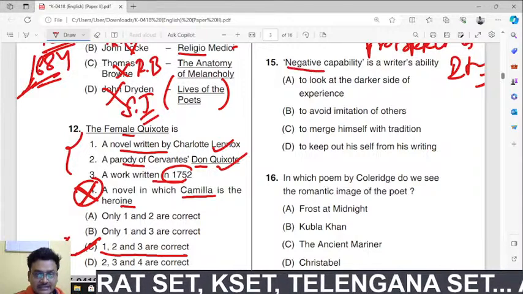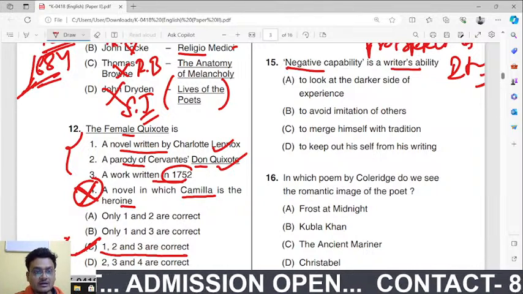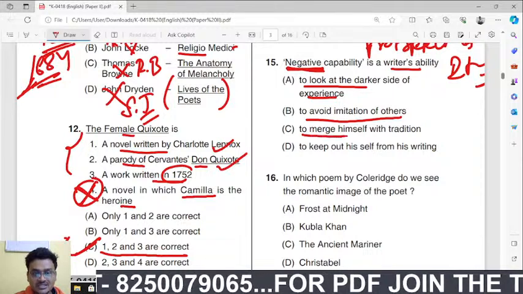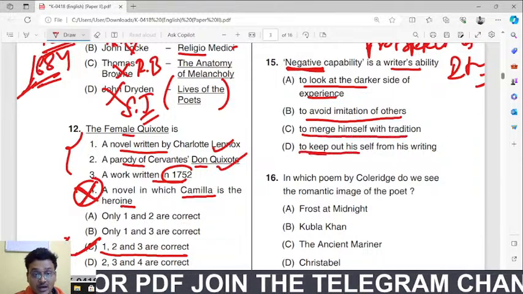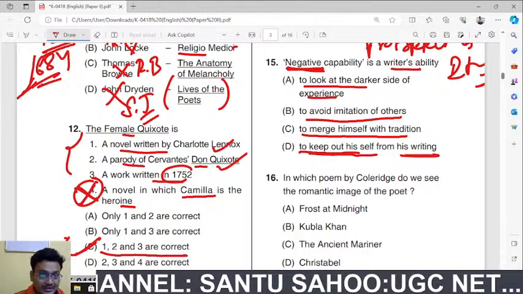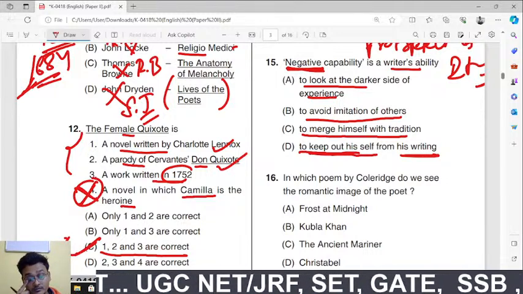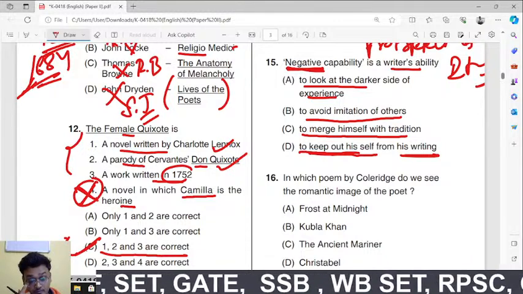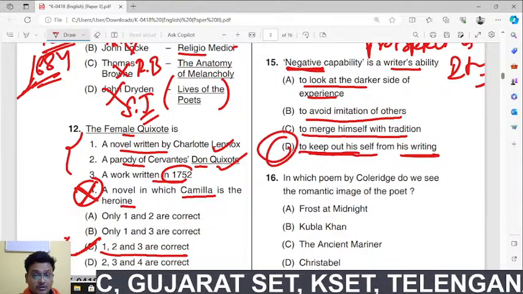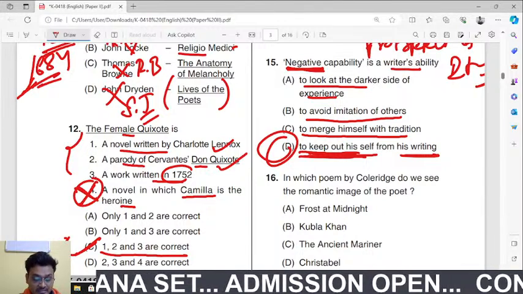So, negative capability is a writer's ability. You all know this phrase was coined by Keats. What is being referred to as negative capability? To look at the darker side of experience, to avoid imitation of others, to merge himself with tradition, or to keep his self out of his writing. Negative capability is actually to keep his self out of his writing. D is the right answer.